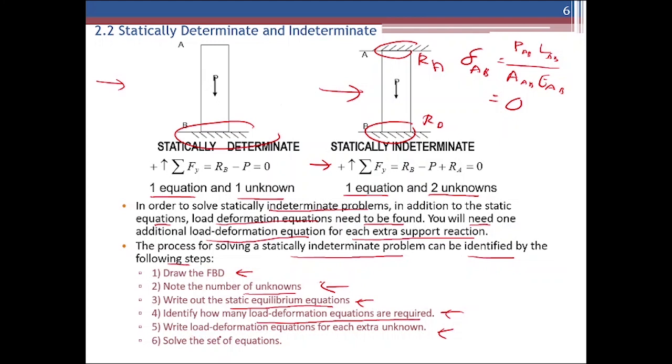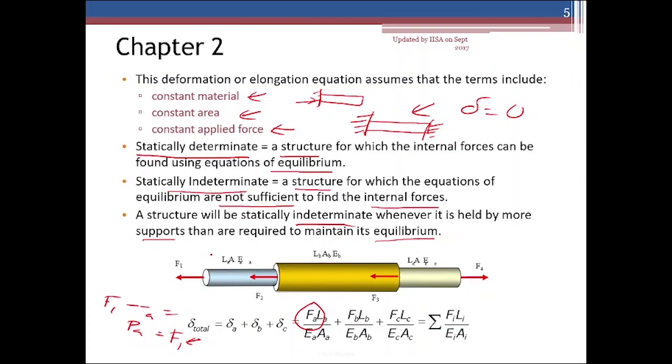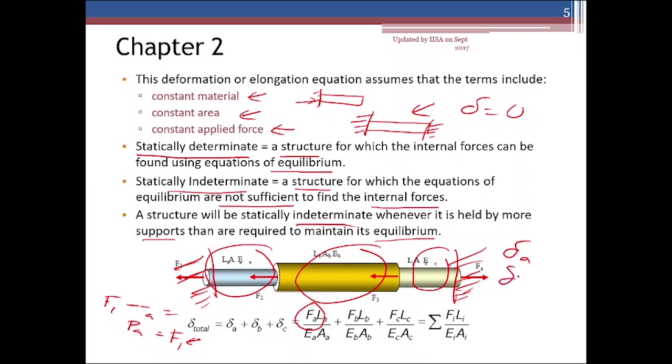The fifth step is write load deformation equation for each extra unknown. And then the sixth step, we can solve the set of equations. If for example, we have several parts, over here we have several sections. This structure is fixed at both ends, over here and over here. You can see we have three sections, one over here, the second one over here, and the third one over here. So we will have three deformation equations, which are delta A, delta B, and delta C. The total of delta A plus delta B plus delta C will become zero because it has support at both ends, so it cannot deform in the axial direction.